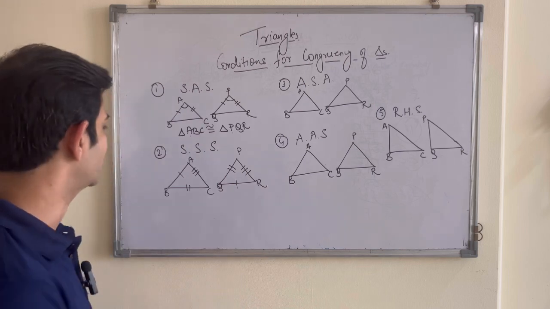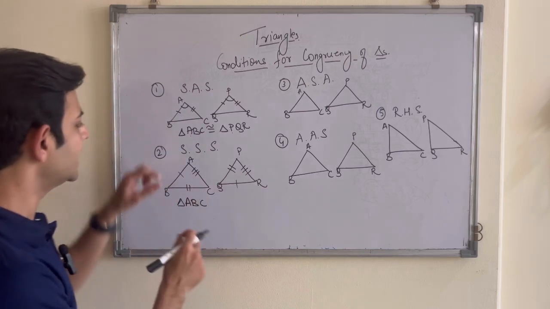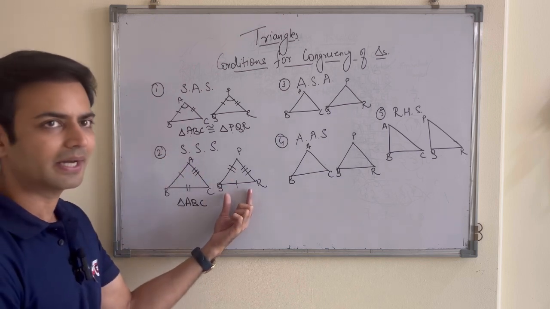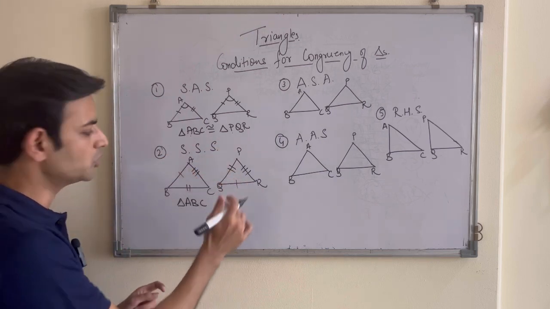Now how do we write this one? Triangle ABC. Now AB corresponds to QR here. So I will not start with P, because AB corresponds to Q.